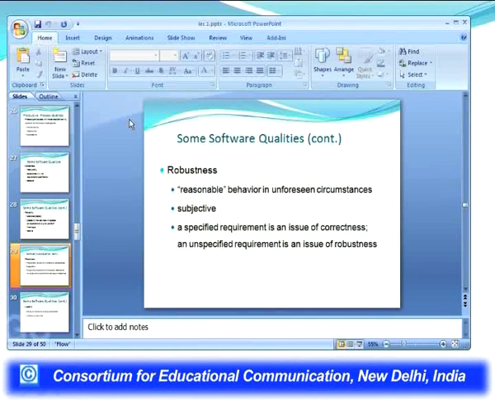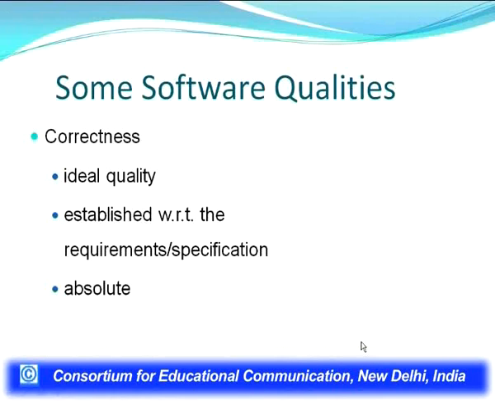Another important factor is robustness. It is reasonable behavior in unseen circumstances, and it could also be subjective. A specified requirement is an issue of correctness, and an unspecified requirement is an issue of robustness.